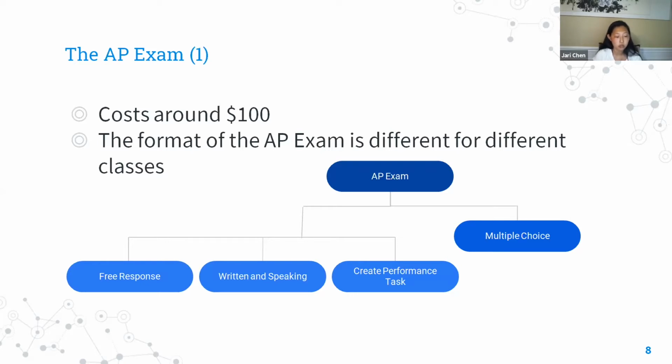This category usually applies to any foreign languages that you might take. And then there's the create performance task, which is some sort of project in relation to the class that you're taking. The create performance task usually applies to a lot of the arts classes that you might be taking, or computer sciences.